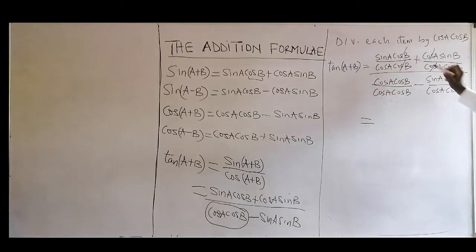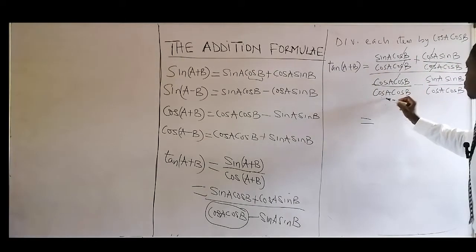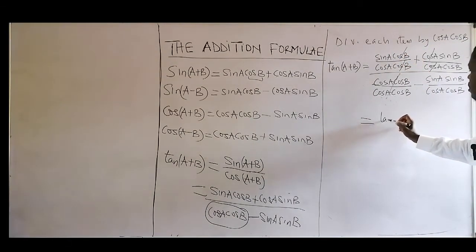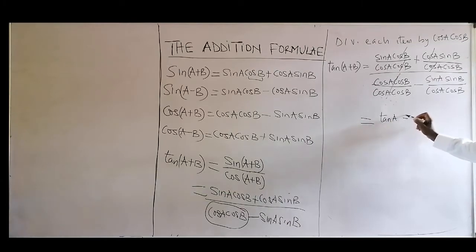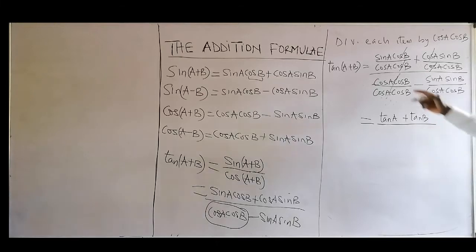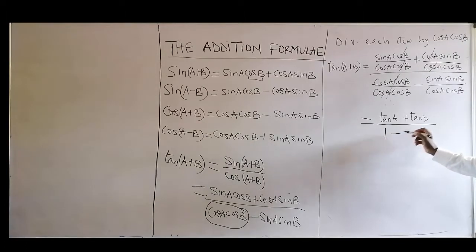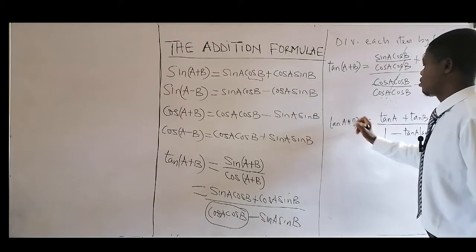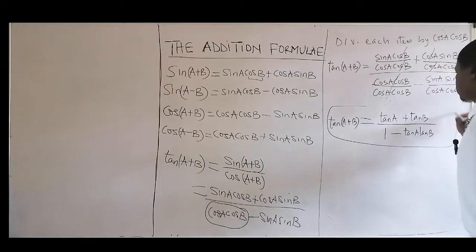Cos A will cancel out there too. This one will cancel out, that will be 1. So you're going to have sine A over cos A, which is tan A. Then plus here sine B over cos B, that will be tan B, all over cos A cos B divided by cos A cos B, that's 1. Then minus tan A tan B. So that is the proving for tan A plus B.